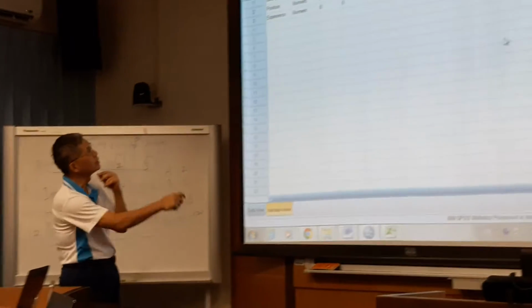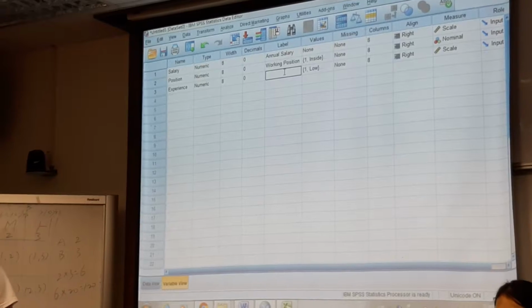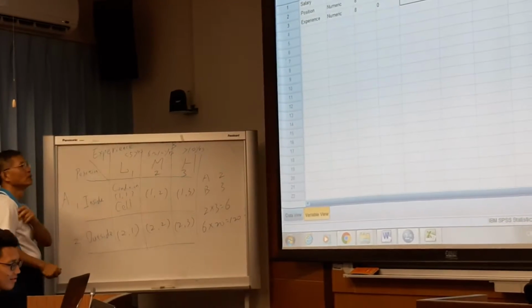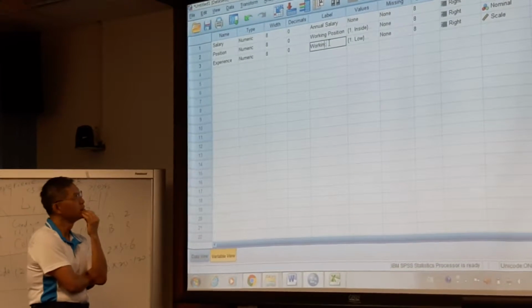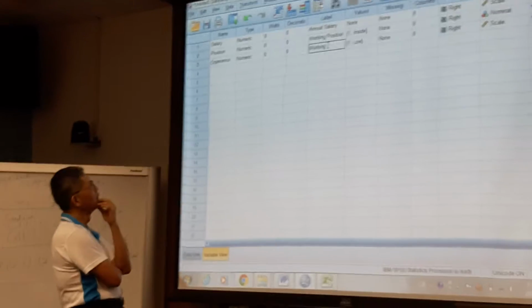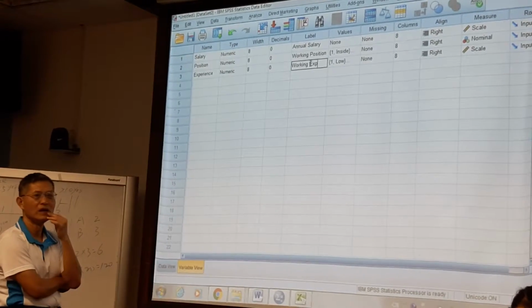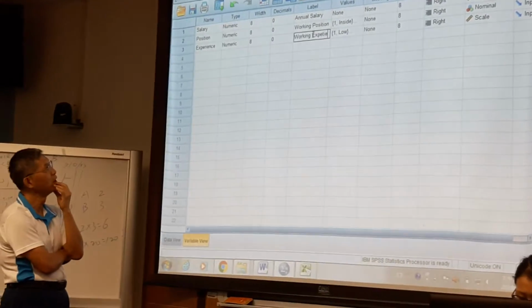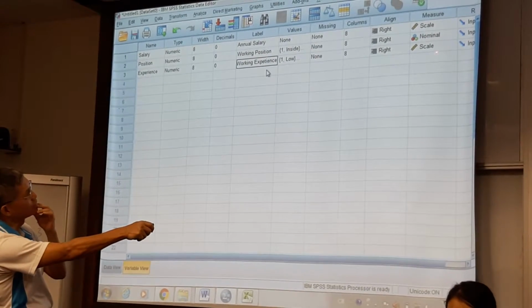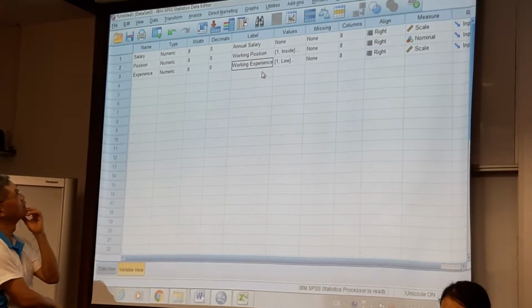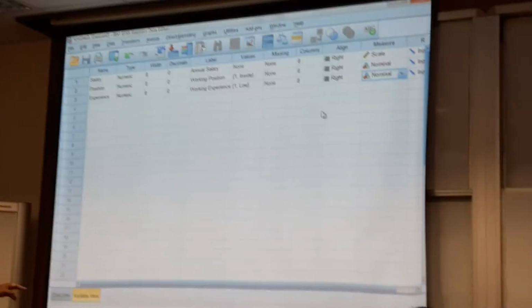Okay, then here, label: working experience. And the measure is nominal. It's not scale. Scale becomes nominal. Okay, go to the data view.